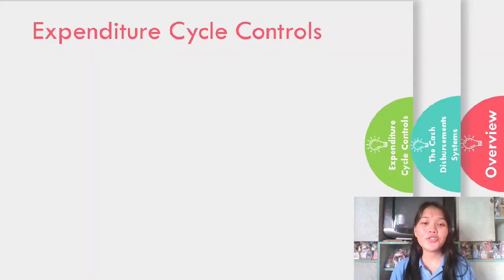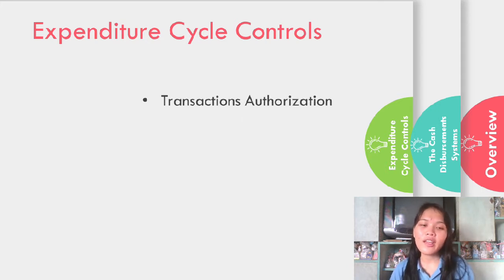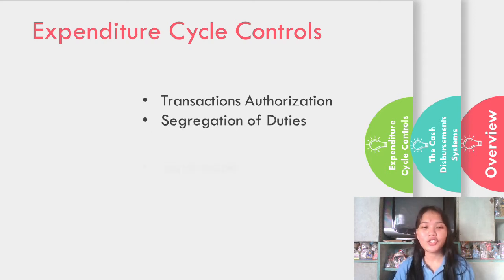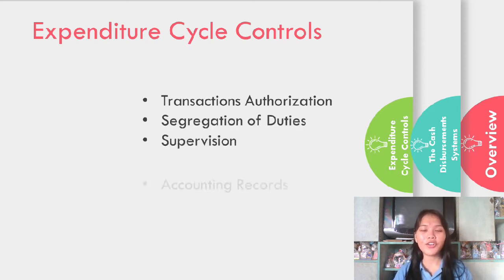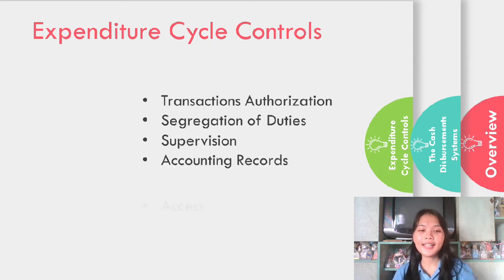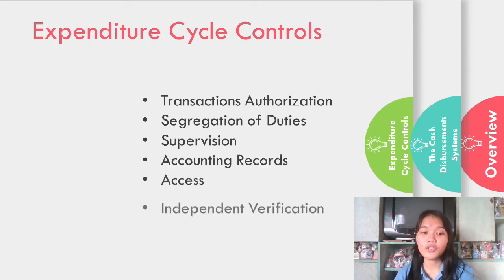This section focuses on how a firm can control its expenditure cycle, with the main goal of minimizing expenses in order to achieve and maximize its wealth. There are 6 suggested control activities that need to be managed in order to control the expenditure cycle. First is transaction authorization, then segregation of duties, supervision, accounting records, access, then independent verification.